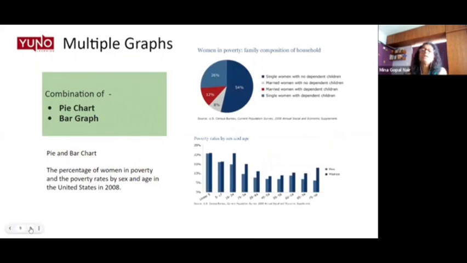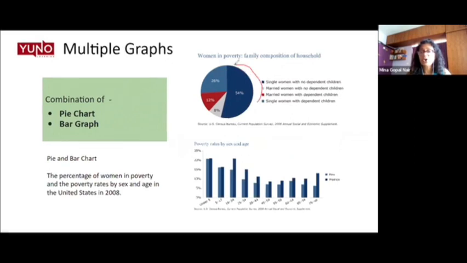This is another example. You have a pie chart here again, and you have a bar graph. The pie chart talks about the percentage of women in poverty. It is talking about single and married women with or without dependent children, and it is giving you the percentages.